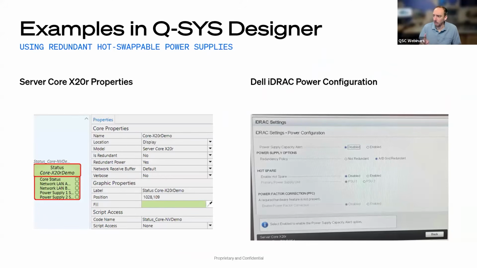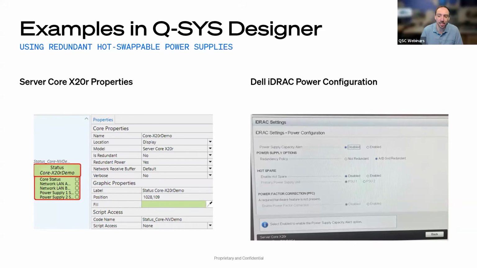So with redundant power supplies in the X20R and the X50R, there are a couple of caveats when you're connecting those up. On the back of all of our server cores, there is an extra network port that you'll see. There's also a VGA port, which will be a throwback to some people. That extra network port is provided by Dell. Dell makes the chassis underneath all of our server cores. That network port is called IDRAC.